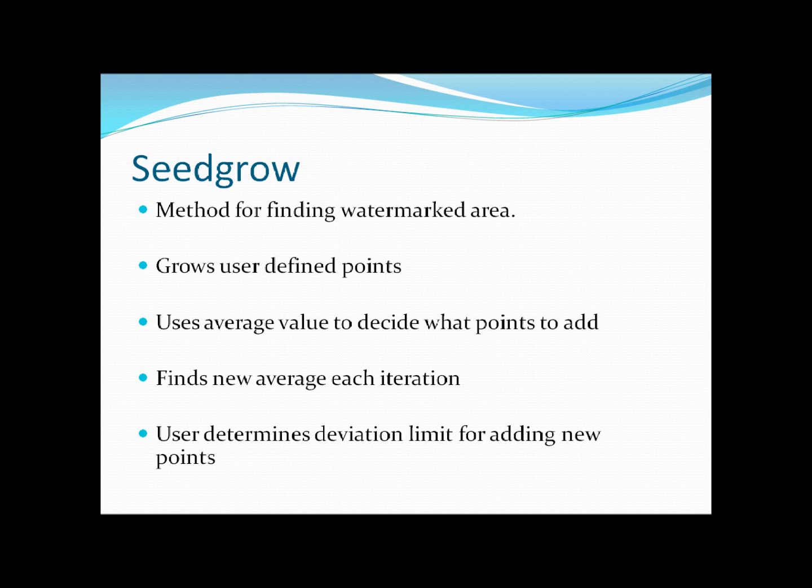So the first thing we did was determine the area of the watermark, and we did this by having the user define some points inside the watermarked area, and then those points form an average, and then each of the points checks the 8 surrounding pixels around it and adds them to the watermarked area if they are within the range that the user defines when compared to the average of all the watermarked area. Right. Just like it sounds, you plant a seed with your points and then it grows according to the averages.